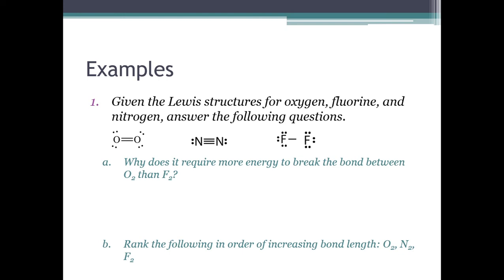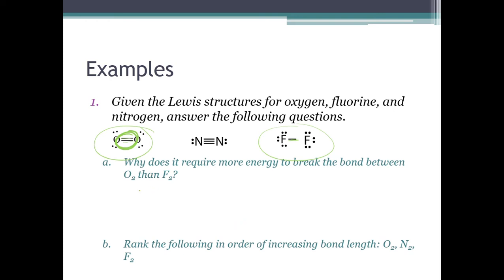All right, a couple of examples here. Given the following Lewis structures for oxygen, fluorine, and nitrogen, why does it require more energy to break the bond between O2 than F2, right? It's harder to break this one than it is to break this one. And that comes down to the type of bond. This is a double bond. You see the two lines? It means it's a double bond. We're sharing two pairs of electrons here. Versus here, one line, one bond, one pair of electrons. Well, it's easier to separate one pair of electrons than it is to separate two pairs.